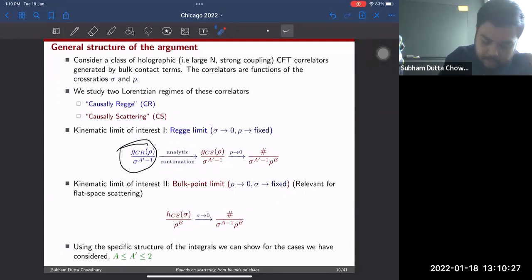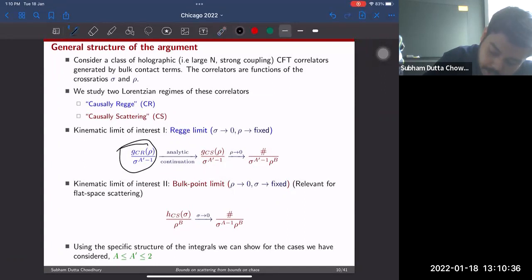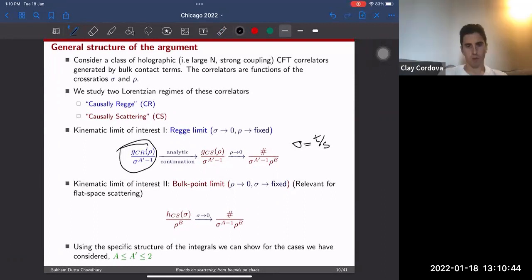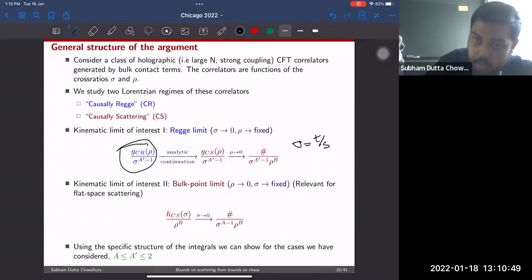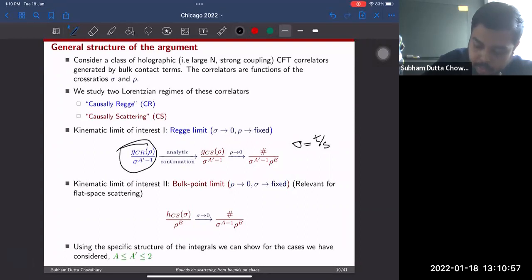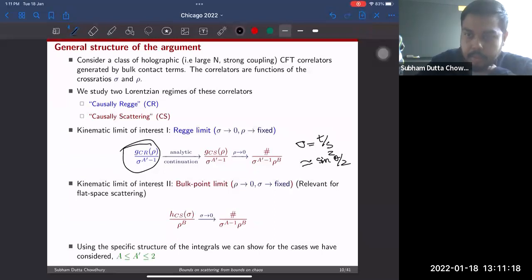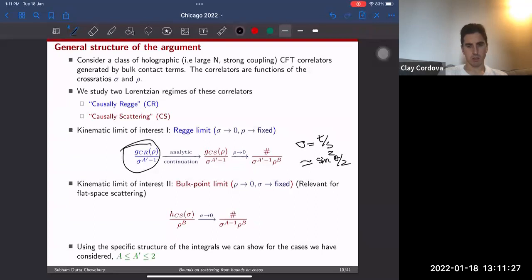Which of these variables is going to become S? So the sigma will become T over S. And rho? Rho will not have any analog in terms of Mandelstam invariants, but the exponent of rho will be determining what derivative order interaction you're looking at. Sigma is of the order sine squared theta by 2, roughly. So we want to prove that A and A prime are small. Yeah, they are bounded like this.